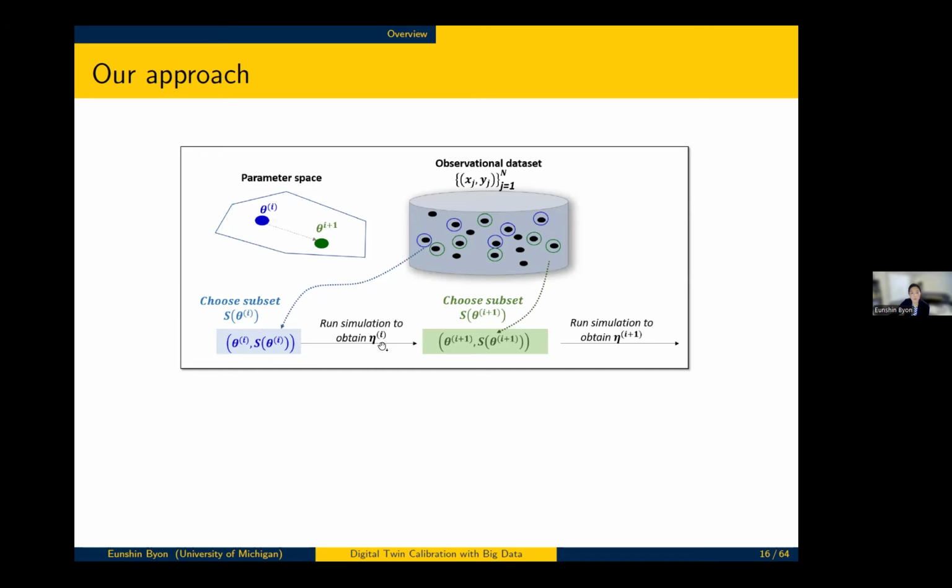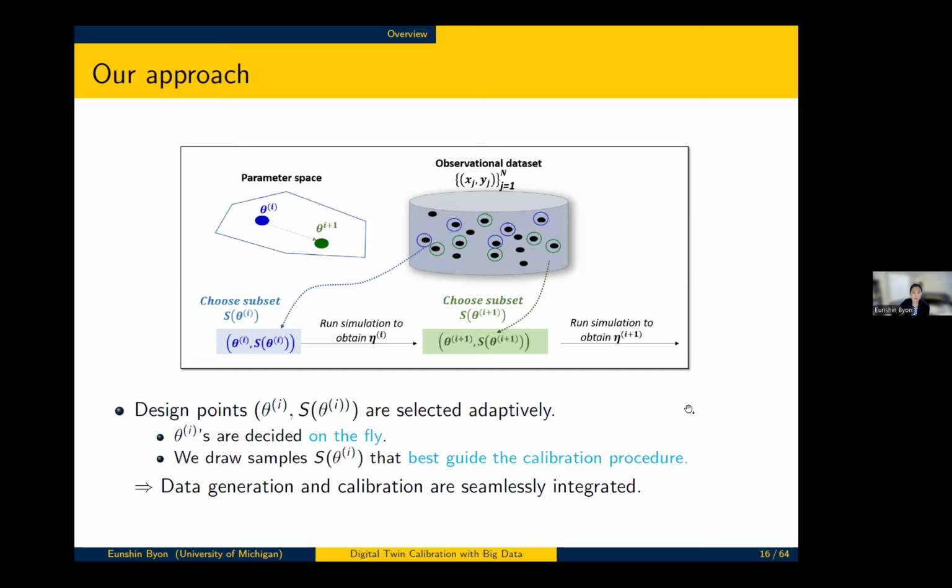And with this information, we move to theta i+1. And at theta i+1, we also collect another informative data points to run simulation to get theta i+1. And we proceed until some termination criteria is satisfied. So in this approach, the design points, theta i, and also the x value are selected adaptively.